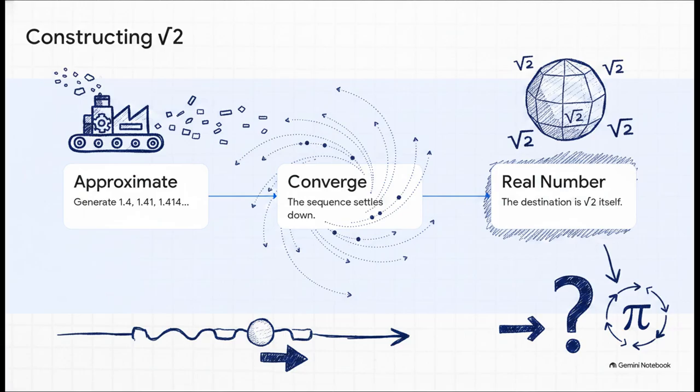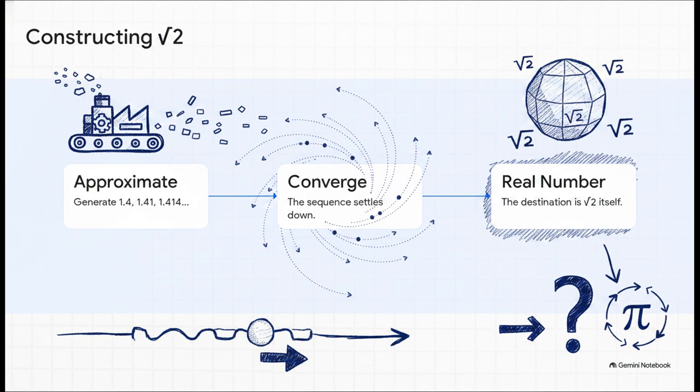Now imagine our factory machine has been spitting out these increasingly precise numbers. 1.4, then 1.41, then 1.414. The absolute magic in Cantor's idea is that this converging sequence itself represents a solid object. The limit, the ultimate destination of this sequence, is the actual real number. In this specific case, it's the square root of 2. This perfectly fills the mysterious, microscopic gaps in our number line.